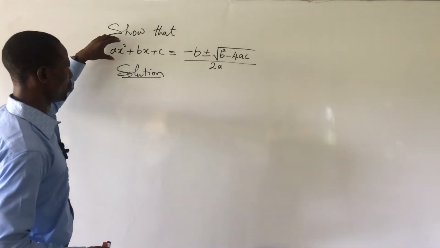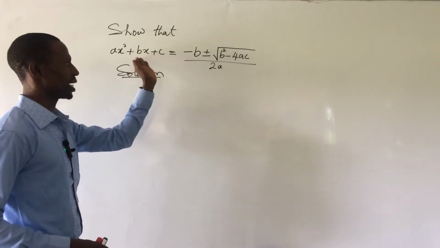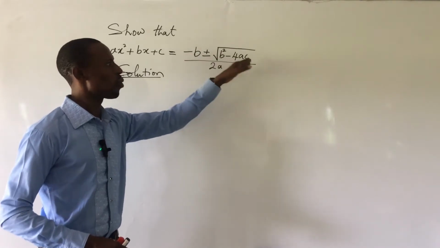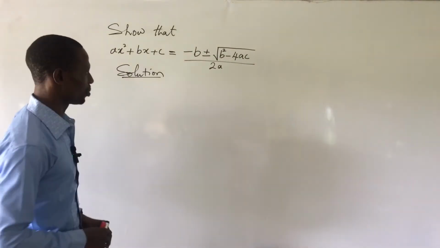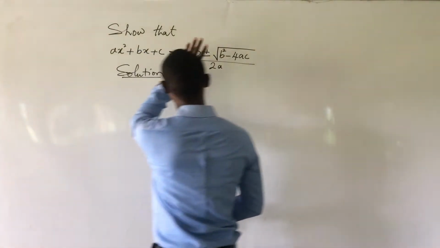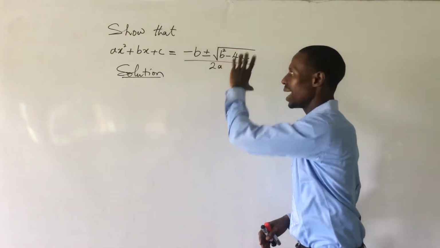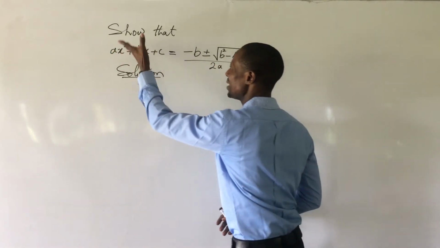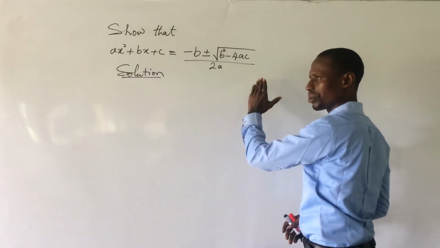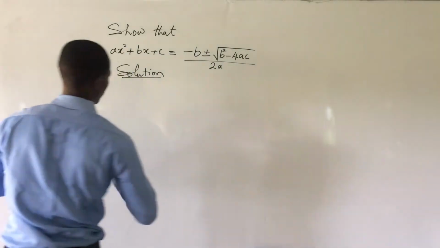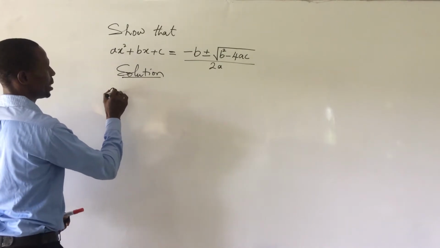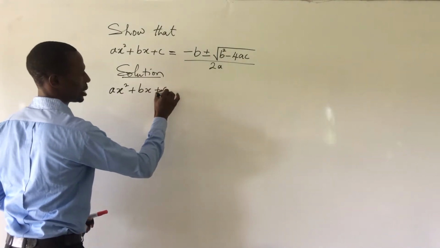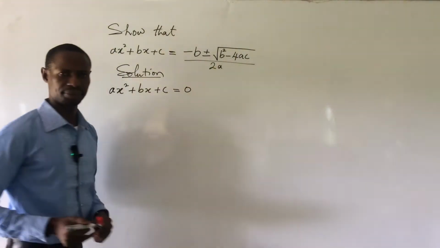So, how do we prove that this quadratic expression is the expression that gives the quadratic formula? It's very simple. The first thing we do here is to hold the right hand side and deal with the left hand side. How? We have to equate the left hand side to 0. Okay, so let's proceed. From here, we now have ax squared plus bx plus c equal to 0.